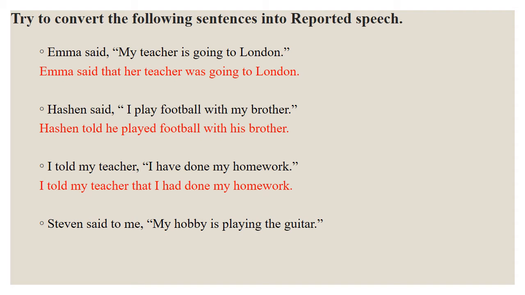Last one. Stephen said to me, my hobby is playing the guitar. The answer should be Stephen said to me that his hobby was playing the guitar. Now if you look at all these sentences, you can see that the reporting verbs are in past tense. That was the condition in rule number 1.